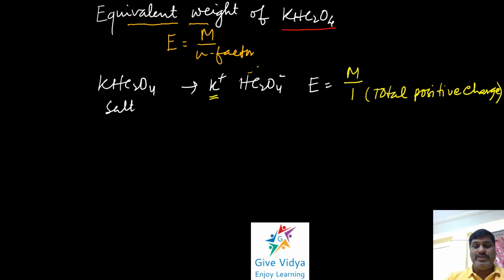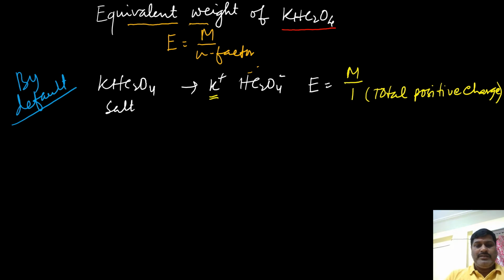And one thing very interesting I would like to tell you: here you take this one as the default. By default means if nothing is given, then we take this as a salt and we find its equivalent weight like this. What else? Else, we can see that KHC2O4 is also acting as an acidic salt, acting as an acid.